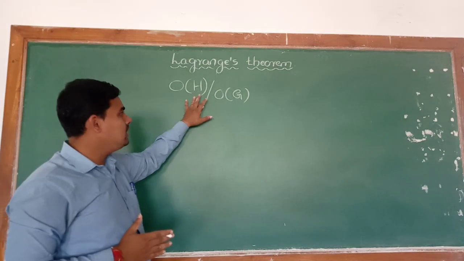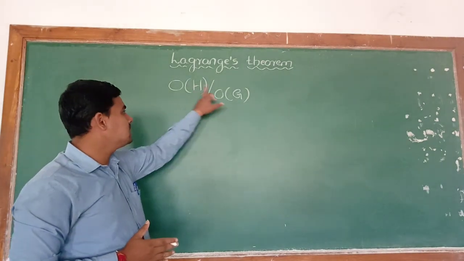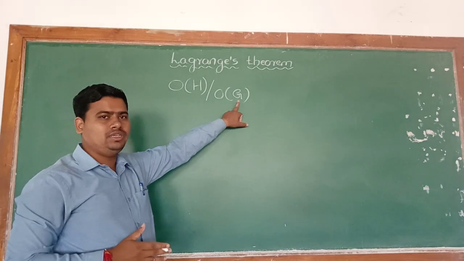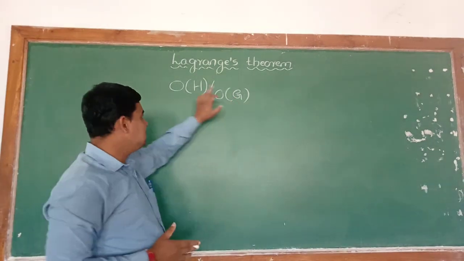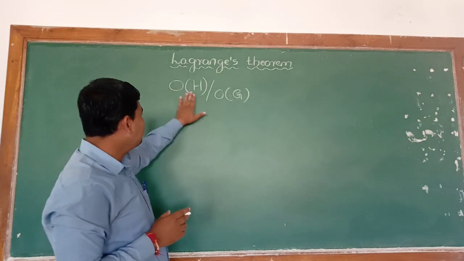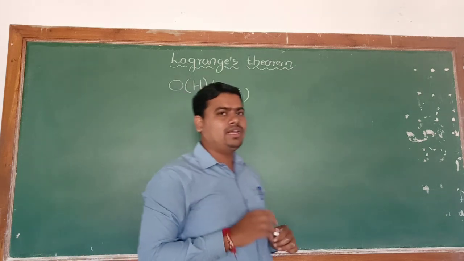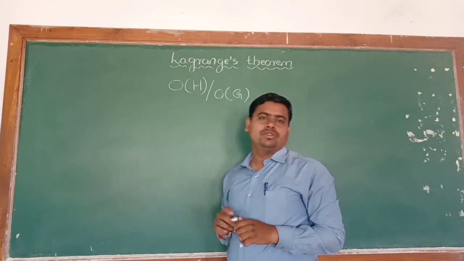What is H here? H is a subgroup. H is a subgroup of a finite group G. G is a finite group and H is a subgroup of the finite group G. Then the order of H divides order of G. This is the statement of Lagrange's theorem. Okay? Write down this statement.